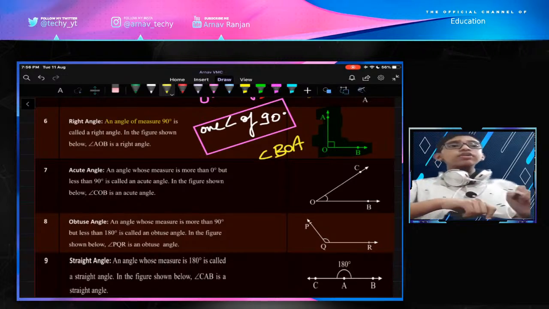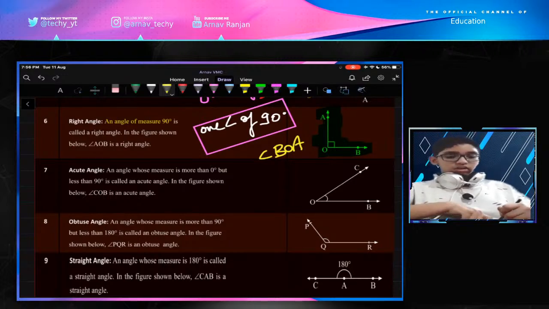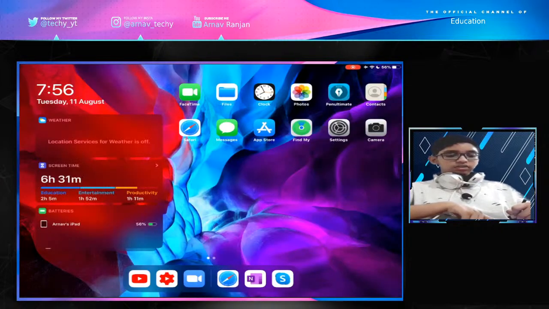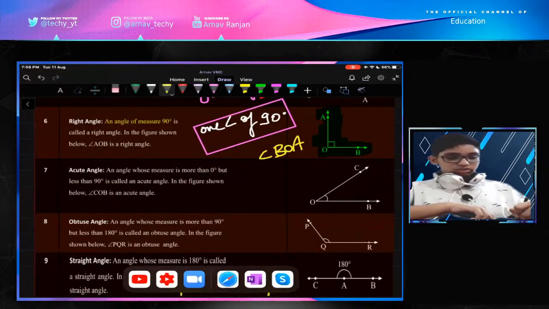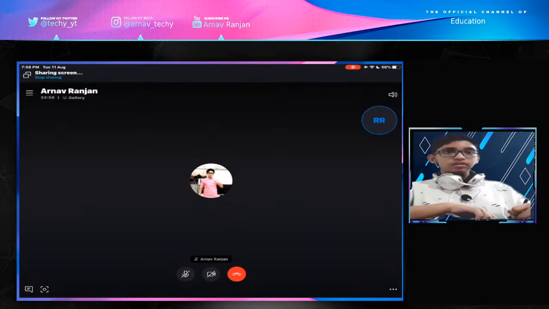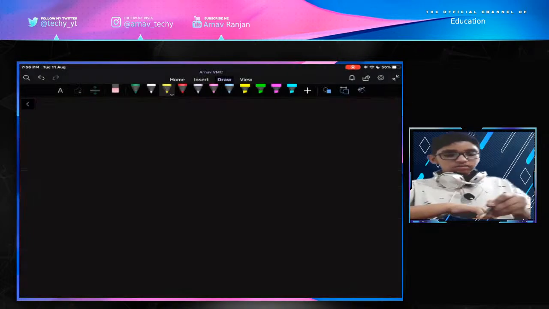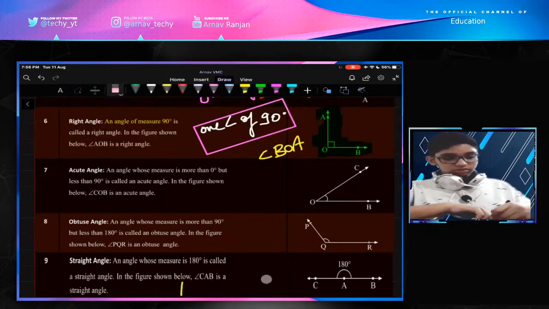Many of you are asking which app I am using. I am using the OneNote app for streaming, and I am using Skype for transferring the data from here.